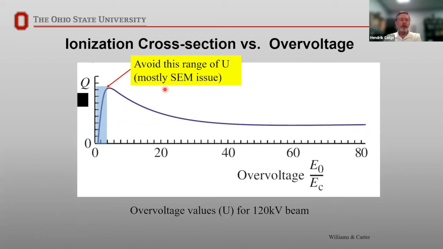Now in SEMs, where you have a limited kV, they usually top out at about 30 kV. You have to watch out for this overvoltage issue, because it's hard to get sometimes enough of an overvoltage to efficiently excite your atoms. And this also then causes major issues when you're trying to do quantification.